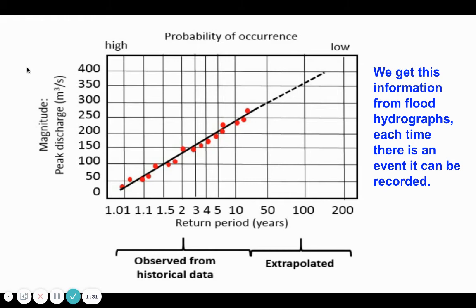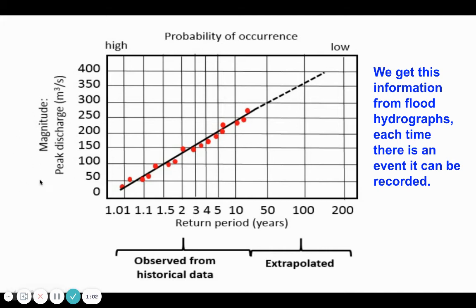Now the reason that we do this is we're looking at the probability of something occurring on a regular interval. Now if I look at a flood that is something that's 350 cumecs here, I look at the return periods. It's quite high. So a 350-year flood, I might have every 100 years. So I get a lot of really important information from flood hydrographs. So each time there's an event, it can be recorded in terms of its magnitude.